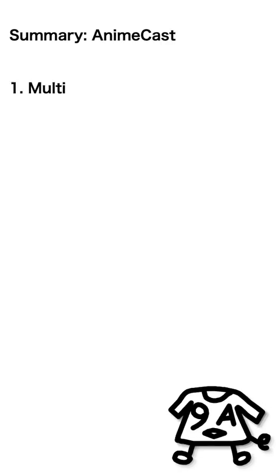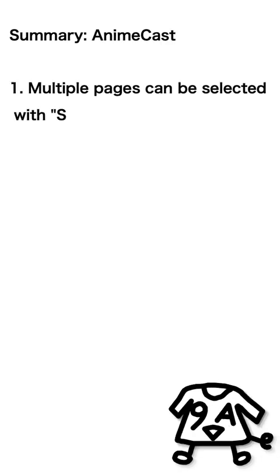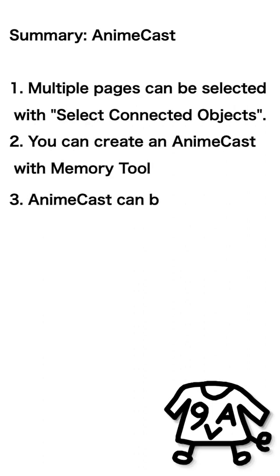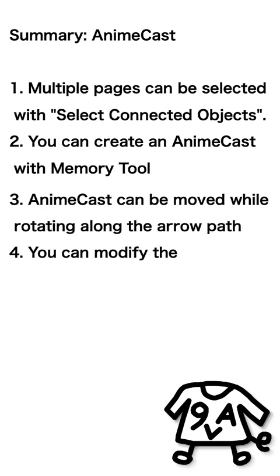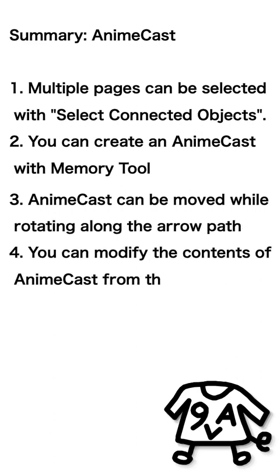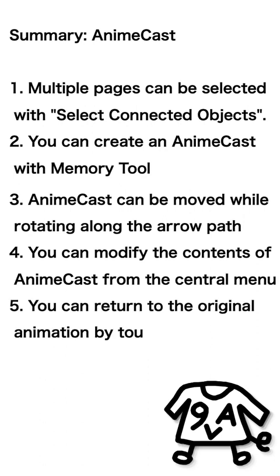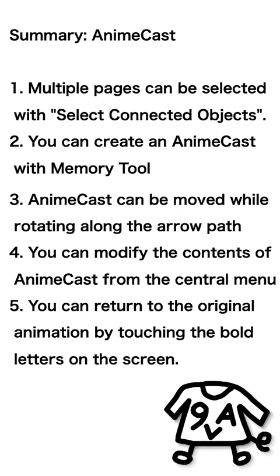Summarizing Anime Cast. 1. You can select multiple pages by selecting Select Connected Objects. 2. You can create an anime cast from the shapes in the memory tool. 3. Anime cast can be moved while rotating along the arrow path. 4. You can modify the contents of the anime cast from the central menu. 5. You can return to the original animation by touching the bold letters at the top of the screen.